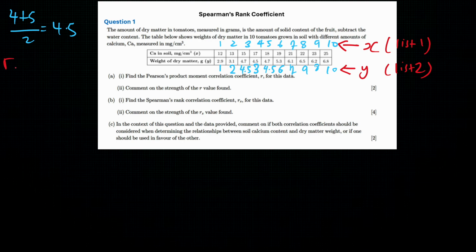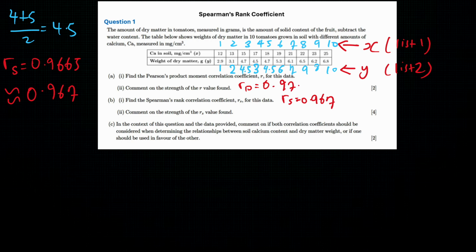So our Spearman this time is 0.9665, and to 3 significant figures as we always do it, 0.967, which we can write down over here. And for reference, our Pearson's value that we obtained was 0.97. I forgot the third digit was 4 something. I haven't written it down separately, so 0.974.